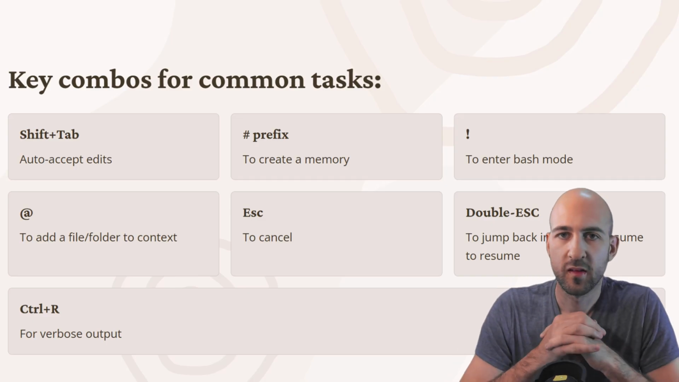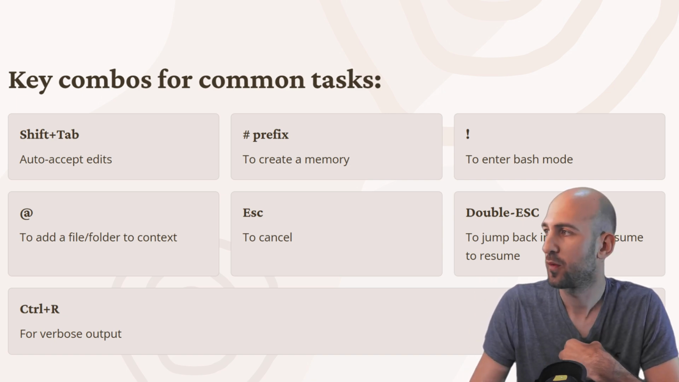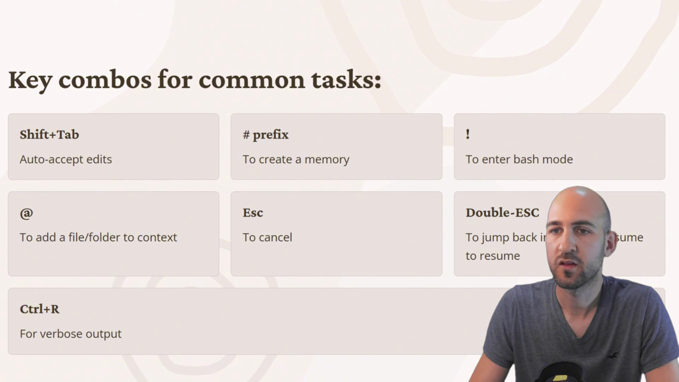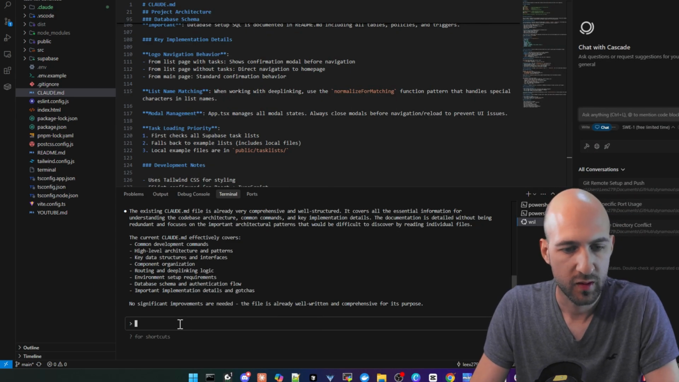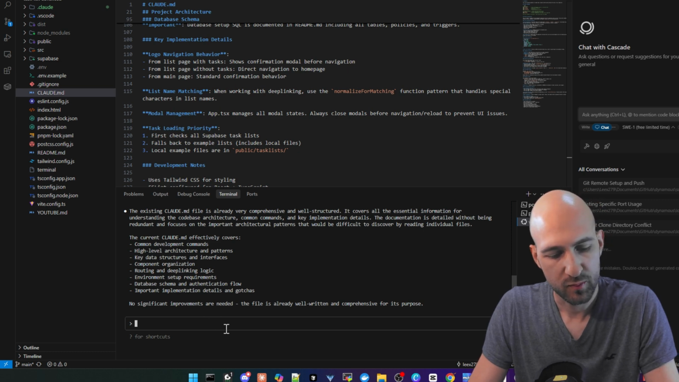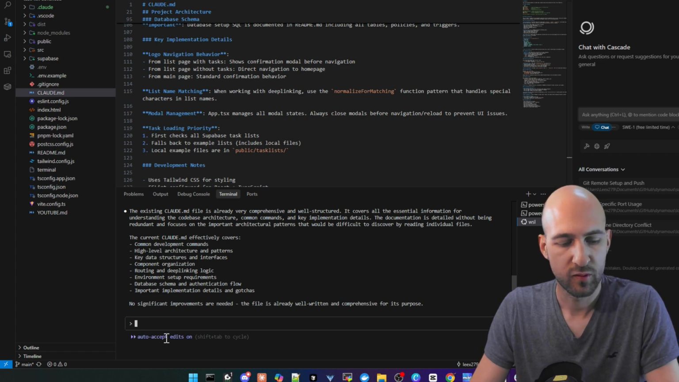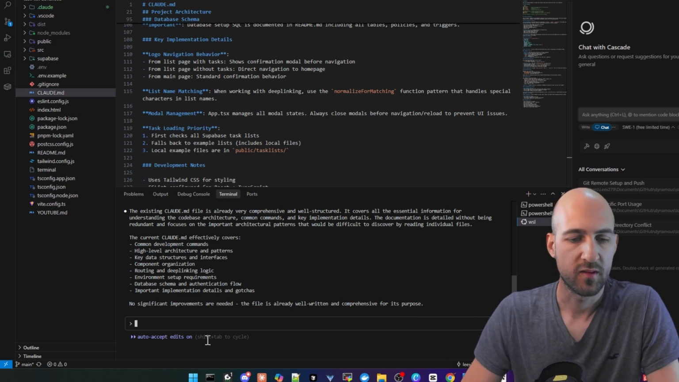Okay, going to the next slide in our presentation, we have the key combos for common tasks. I already said Control R for the reverse output, but you can also use Shift Tab for auto accept edits. I can show this quickly and switch to the planning mode as well. So if you are here in your Claude Code instance and press Shift Tab, you see at the bottom auto accept edits. So you don't have to approve everything and it just goes on doing its thing.